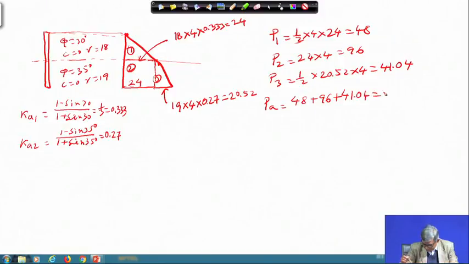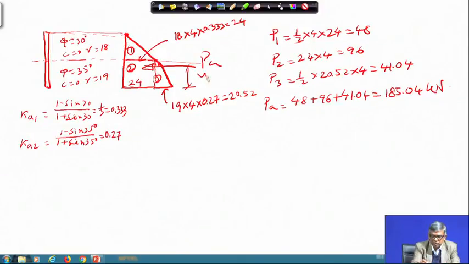So, that gives you a total of 185.04 kilonewton. And now we have to find the point of application of this thrust, suppose it is acting somewhere here at P A. So, you have to find the distance y bar. Individually, this is y 3, and this one, suppose, is acting at the midpoint. So, this will be y 2, and this one is acting somewhere on the triangle. So, this is y 1.